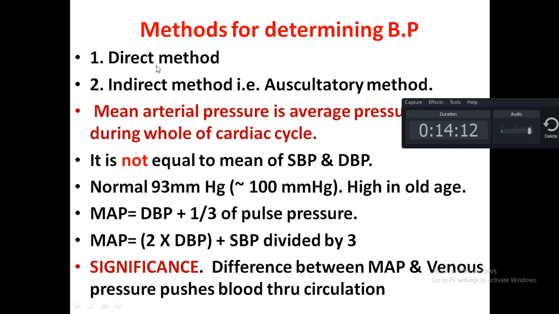Now there are two methods of determining blood pressure. One is the direct method, in which we insert a cannula into the artery of a person and attach it to a pressure measuring device, and then we can determine the blood pressure. It is the most accurate method of determining blood pressure. The indirect method is the auscultatory method, in which we apply a cuff around the arm of the person, and then the pressure in the cuff is decreased gradually, and we can then hear the sounds we have already mentioned.